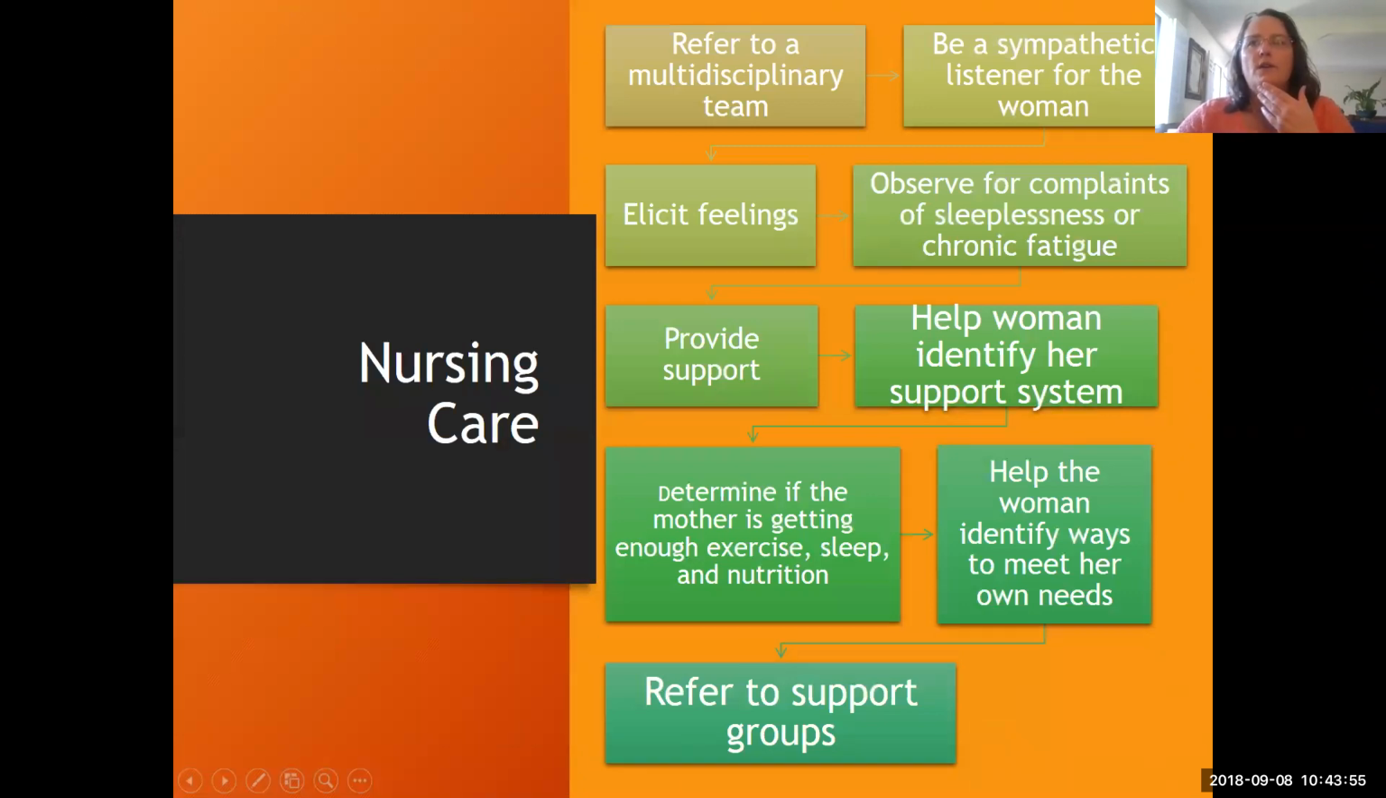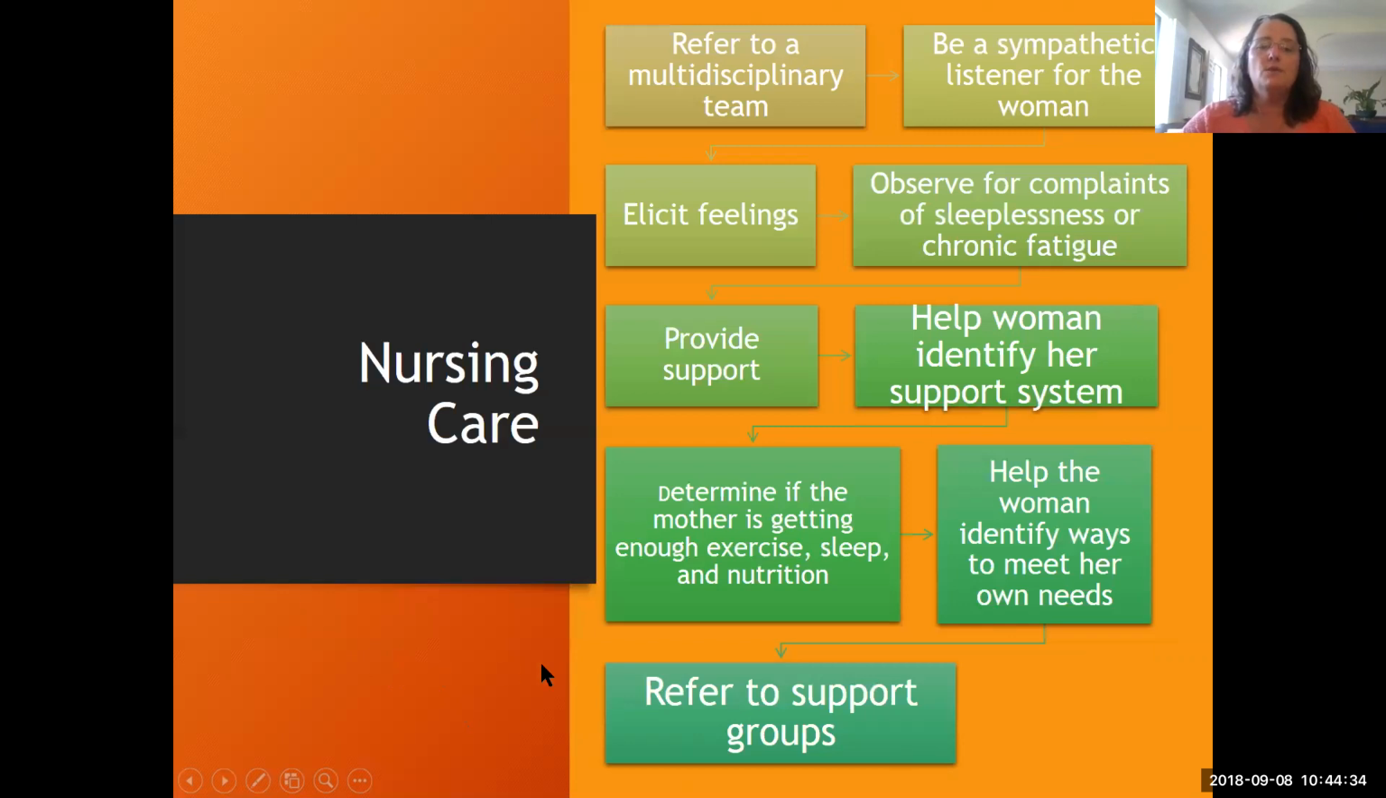So as I was saying, with our mom that has postpartum depression, if she's starting to show signs, we want to make sure that we let her know that this doesn't mean she's a bad mom. This is a chemical imbalance. We can help her with it. We want to refer her to a support group. We want to make sure that her family understands what's going on, and that she knows that she has support. We don't want her to feel alone, because if there's shame in talking about this and we do not address it with this mother, then it could move on into postpartum psychosis.